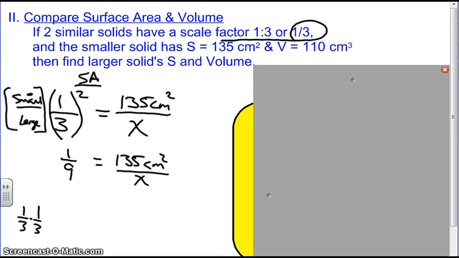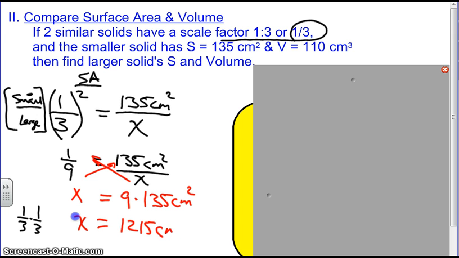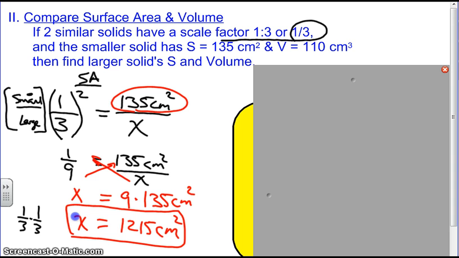Now we'd simply solve a proportion. You could use your, what? Cross product property, right? You could even use your blowing up a fraction. If we use cross product, we bring 1 times X up equals 9 times 135 centimeters squared. All right? And with your assignment today, you may use your calculator. So X equals 1,215 centimeters squared. Good. So this is a larger value than the small figure, right? And that makes sense. It should be larger. Good. Let's talk about volume now.